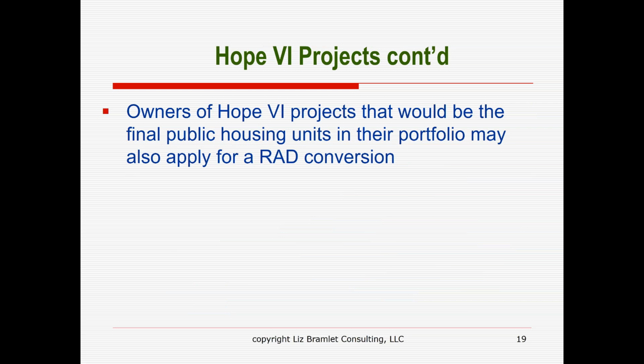Now, owners of HOPE 6 projects that would be the final public housing units in their portfolio may also apply for a RAD conversion. So when a HOPE 6 project is all there is left in a PHA's public housing operation, and all other public housing is converting through RAD or is lost for some other reason, if it's the last project, they can go ahead and apply to convert through RAD, even if it has not been more than 10 years since the date of their DOFA. Again, that should enable more HOPE 6 projects to convert through RAD.